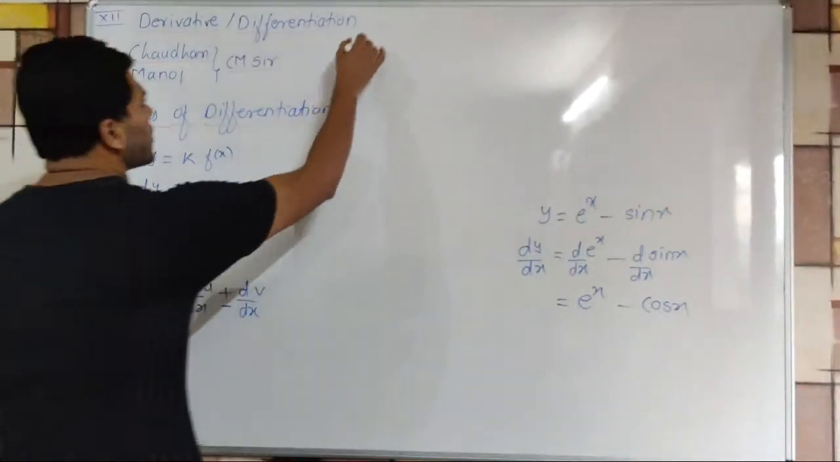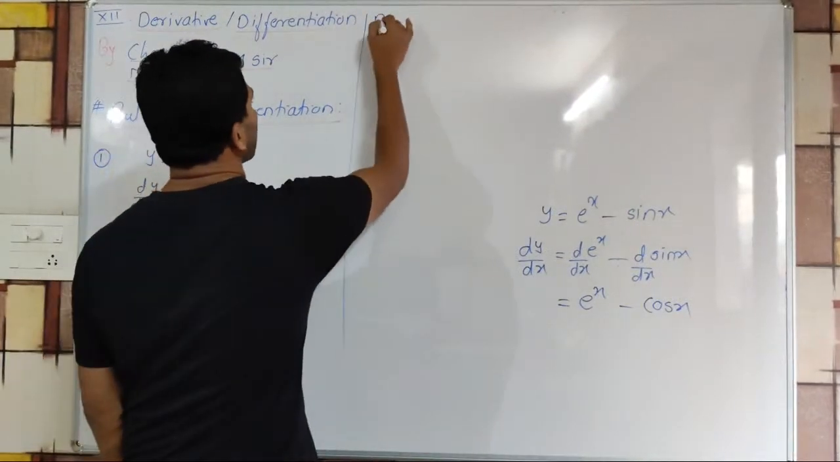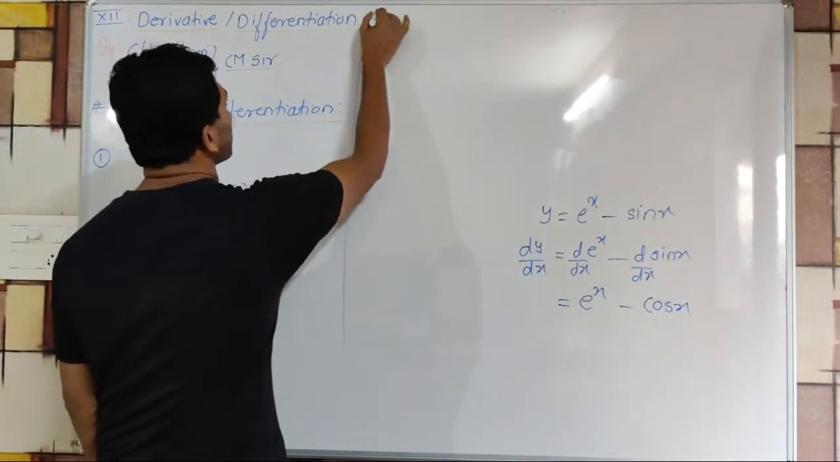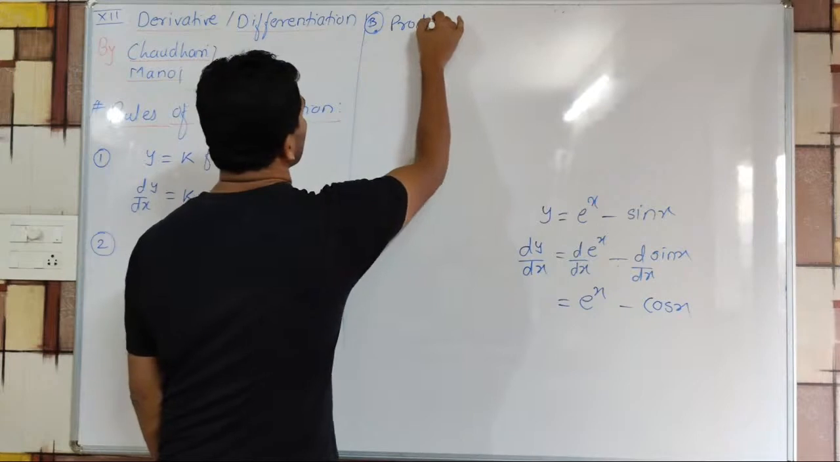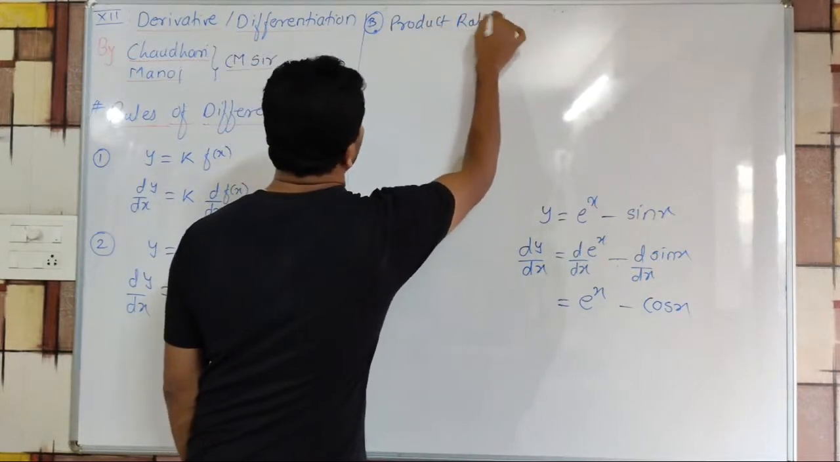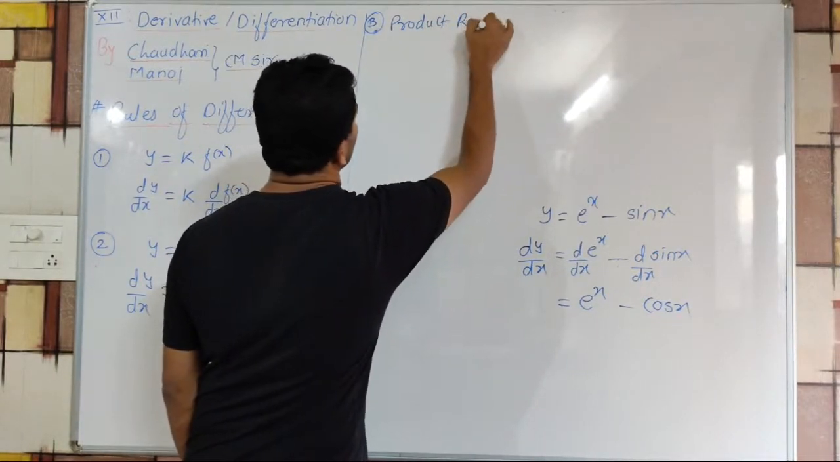But there is a product rule, which is something different. If you observe this case number 3, it is called the product rule. So let me explain this product rule to you, friends.